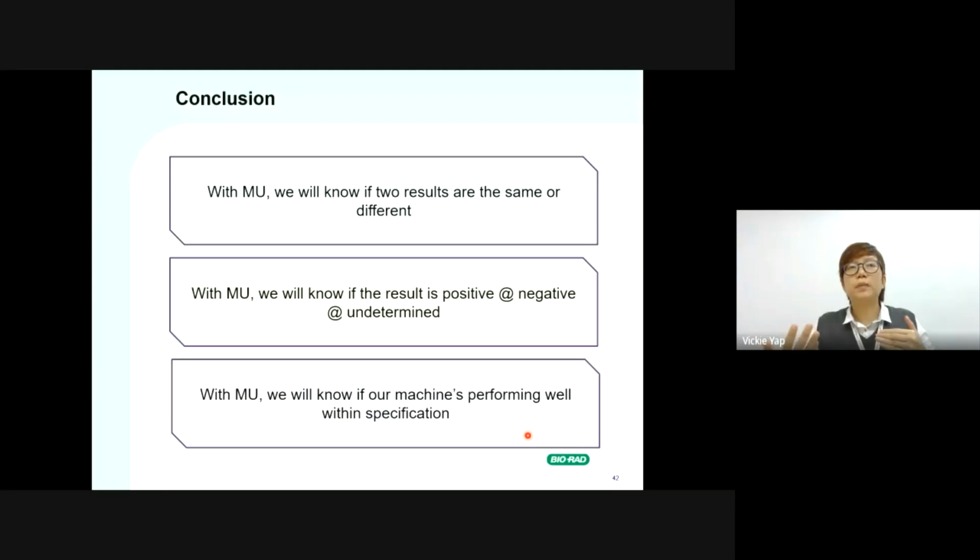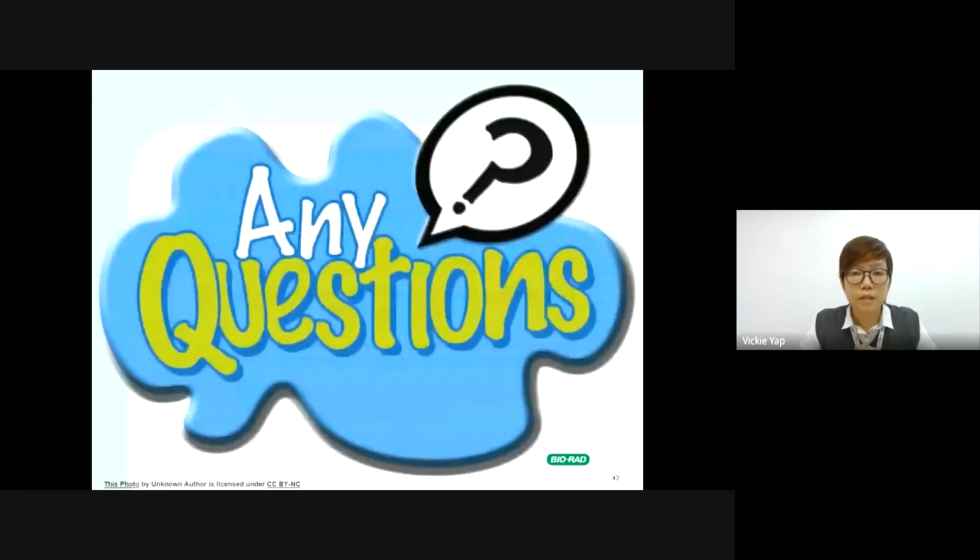If it's within specification, it means that we can continue to use it. If it is not within specification, then it is our responsibility to troubleshoot the instrument and make sure that our instrument is performing and able to release good results. That's the end of my presentation for today.